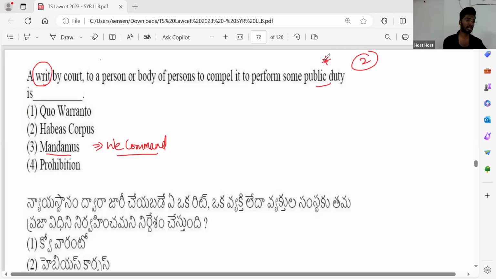Whenever your fundamental rights are violated, you can directly go to the Supreme Court, and the Supreme Court will issue a writ of mandamus. The Supreme Court will tell the principal of Government High School Somajiguda, dear principal, you admit this child into your school. Otherwise, it is a violation of the right to education, which is his fundamental right. So whenever a public official is not doing his public duty, the court will issue the writ of mandamus. Mandamus means we command, or do your duty, right? So that is known as mandamus.